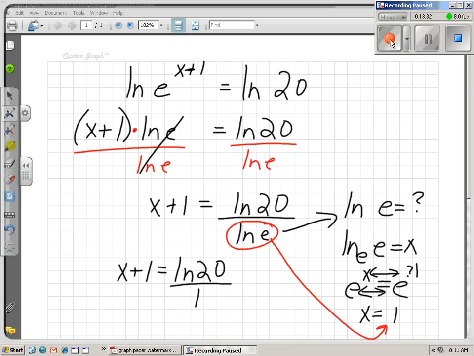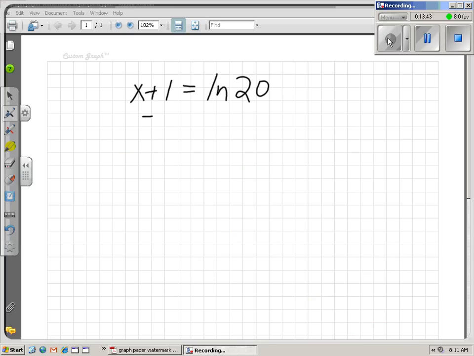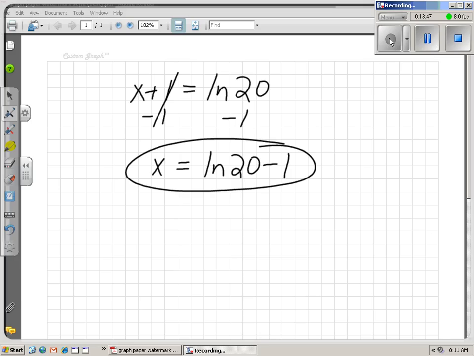So we have x plus 1 equals natural log 20 over 1. Well, dividing by 1 doesn't do anything, so I have x plus 1 equals natural log 20. And I'm going to subtract that 1 off. And x equals natural log 20 minus 1. All right, so a good thing to put in your notes is the natural log of e equals 1. We just figured that out.